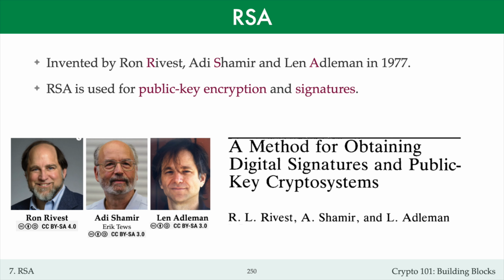RSA was invented by Ron Rivest, Adi Shamir, and Len Adleman in 1977. This was the first practical public key encryption and signature scheme. Rivest, Shamir, and Adleman received the Turing Award for the invention of RSA in 2002. The Turing Award is the most prestigious prize in computer science.